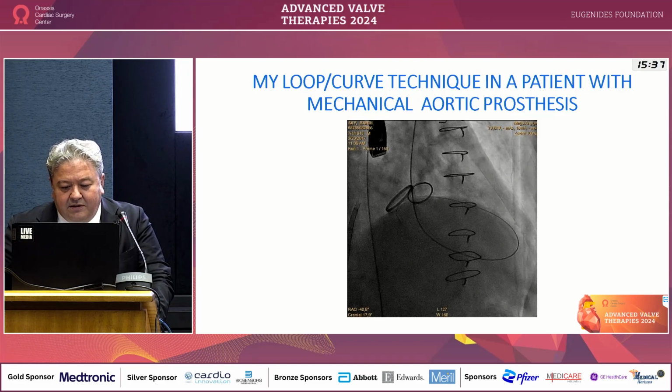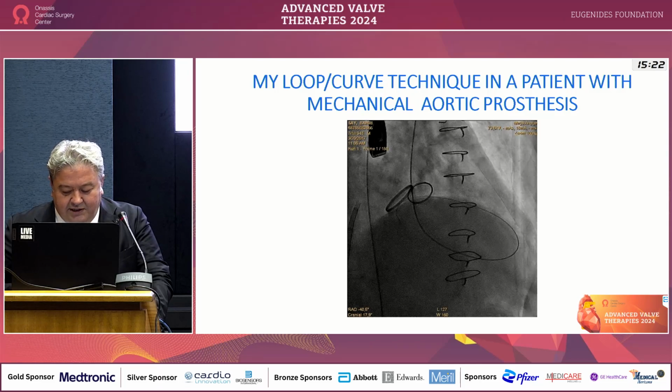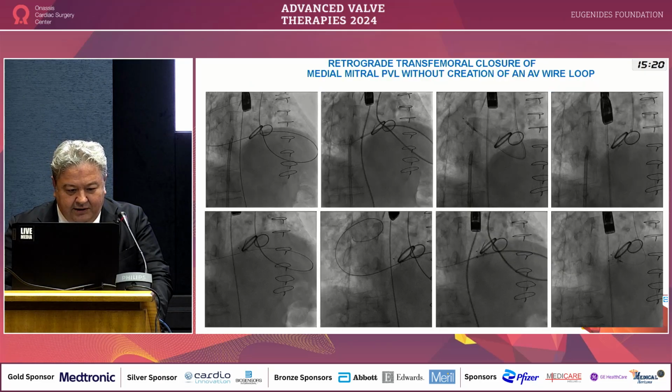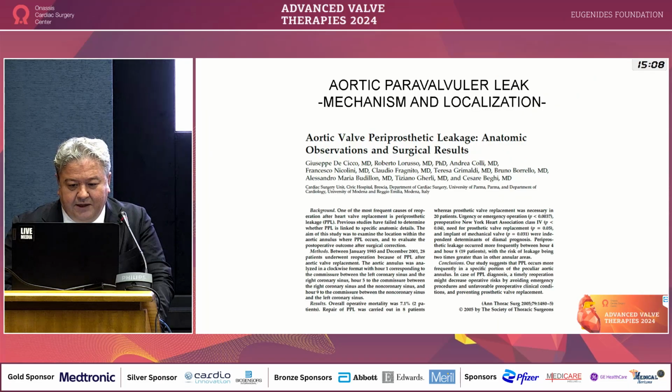This is the loop and curve technique in a patient with mechanical aortic prosthesis. As you see, we pass through the mechanical aortic valve very carefully, but we look at the blood pressure, always control the blood pressure, and never use a large delivery system. The blood pressure and hemodynamics were very good, and we closed the defect with 2 AVP devices without using a wire loop in this patient.